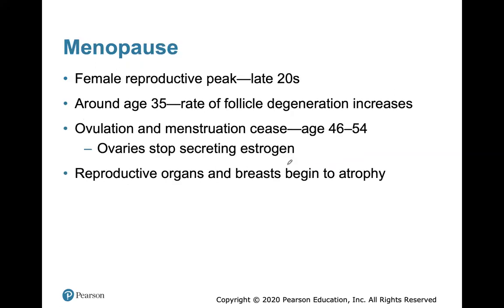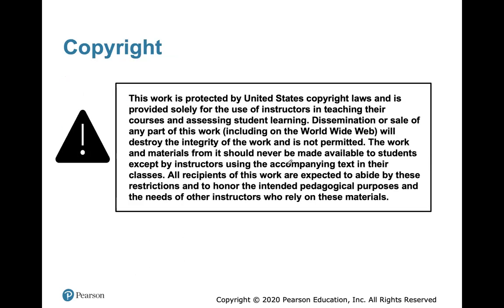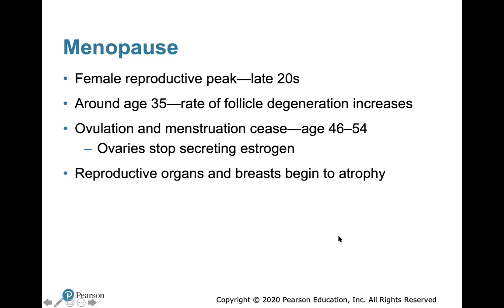Menopause then is the end of the female reproductive peak. The female reproductive peak is in the late 20s, and then around age 35, the rate of follicle degeneration increases. And then ovulation and menstruation will cease at about 46 to 54, where the ovaries will stop secreting estrogen. The reproductive organs and breasts will begin to atrophy. And we will end our final chapter with that.